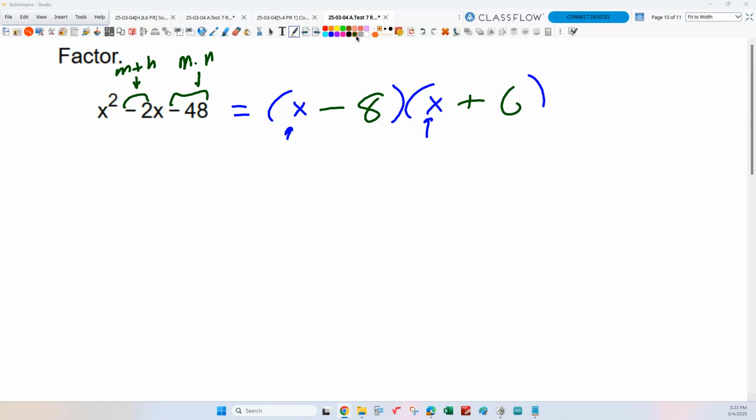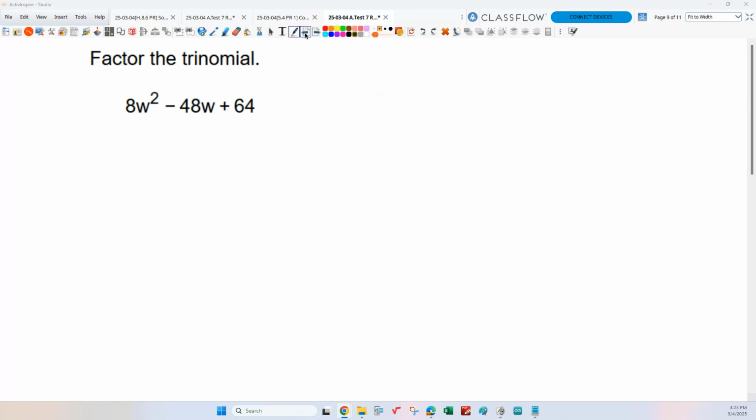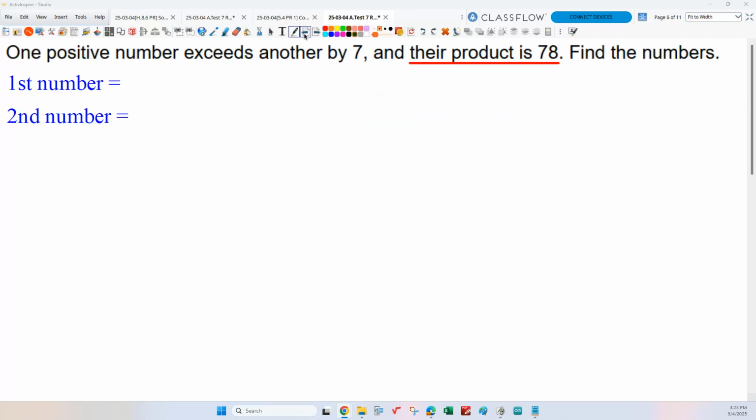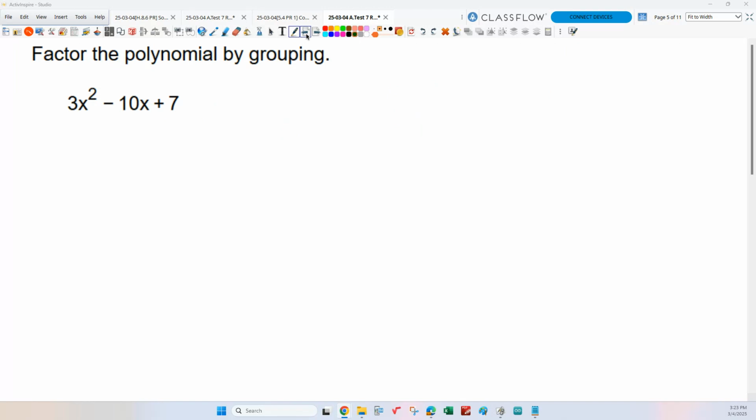I'm done. I don't have to split and group. I just make the template and put the magic numbers in, right? Those are easy. Okay, this is a little bit tougher when we have one like that. So now I do have to find magic numbers and split the middle term and then factor by grouping. What do my magic numbers have to multiply to?